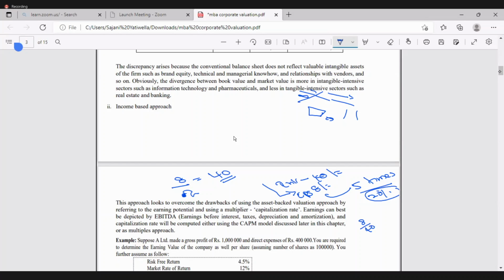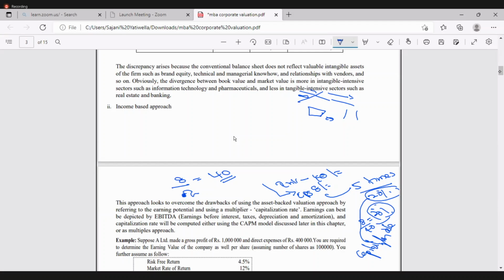8 rupees compared to 40. Earning percentage, 20%. Then every year, if you know only the earning per share, you know that particular rate. So this rate is called the capitalization rate. Multiplier or capitalization, very simple.